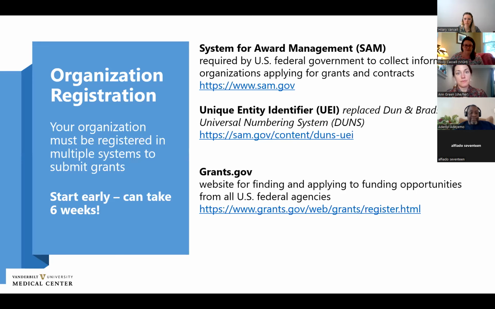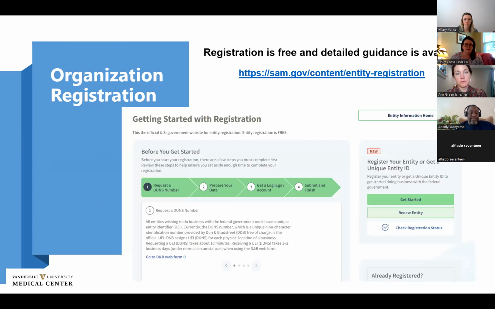And then grants.gov is a website that many of you know for searching funding opportunities, and organizations as well as individuals can register to submit through this website. Registration for all these systems is free. There's detailed guidance available online. This website will get you started and allows you to check and see if your institution has a UEI and is registered in SAM. These slides will be posted on our website, so you'll have access to all of these links and resources that you can refer to in your daily work.